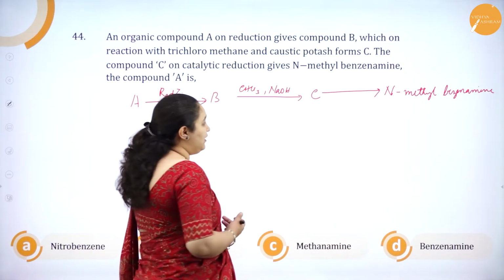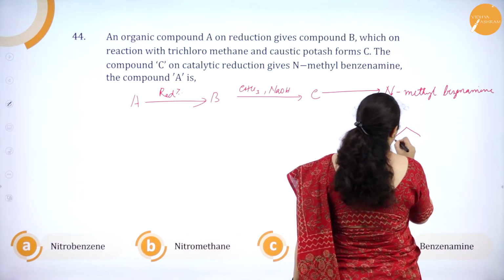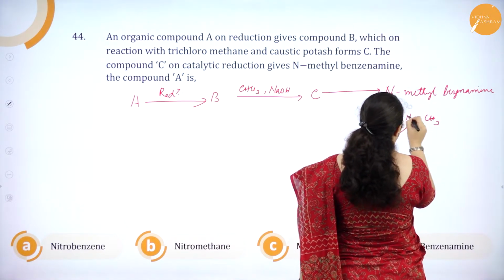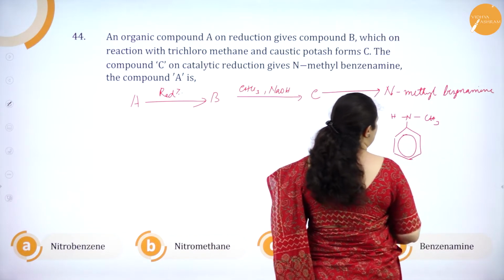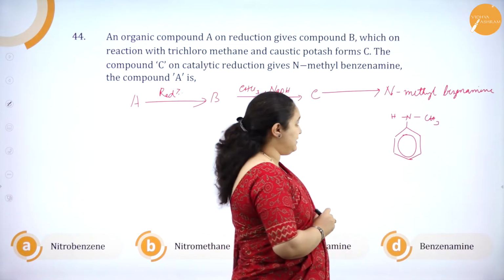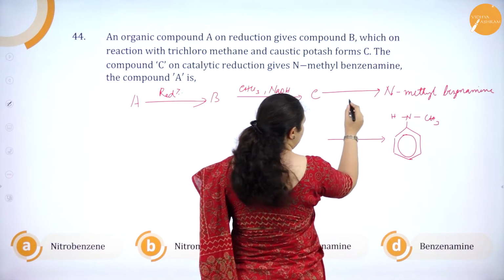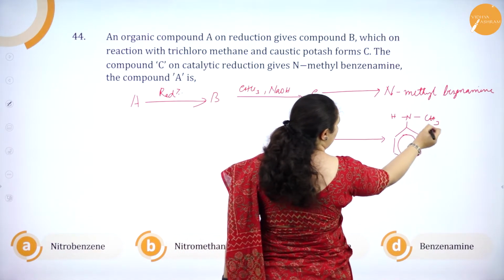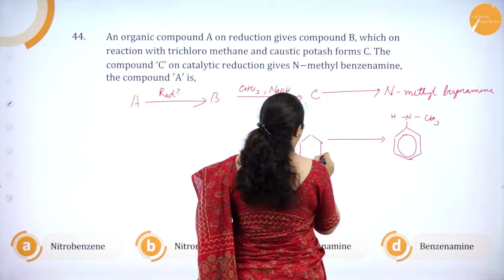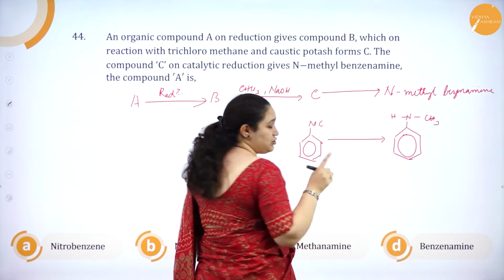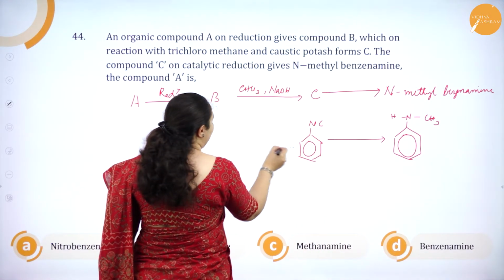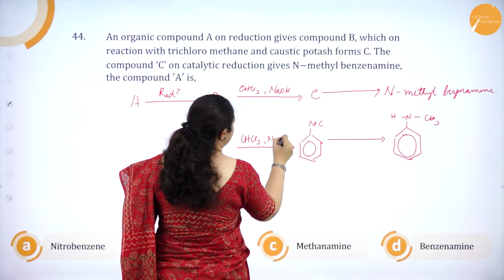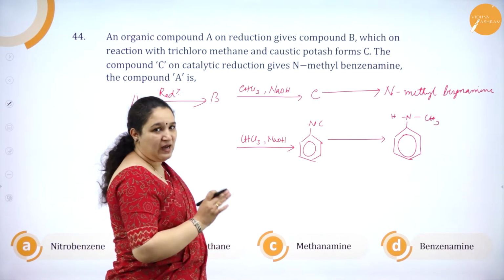We'll try going in the reverse order. N-methyl benzenamine. So here I have a methyl group and then H group and benzenamine. Okay, this is N-methyl benzenamine. So this product I've got after the reduction. So before reduction, that is if I remove the hydrogen atoms, it would be NC, isocyanide. Okay, now when will I get isocyanide? When I am treating with chloroform and NaOH. Which reaction is this? Carbylamine reaction.